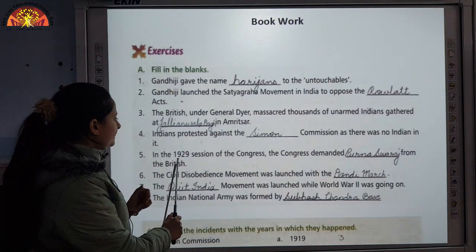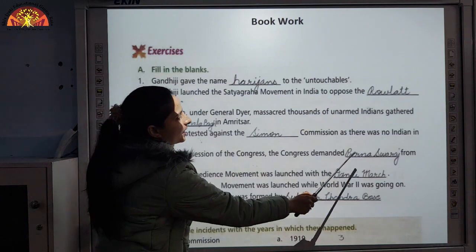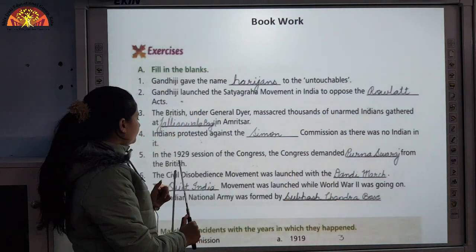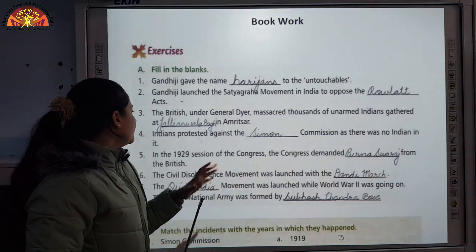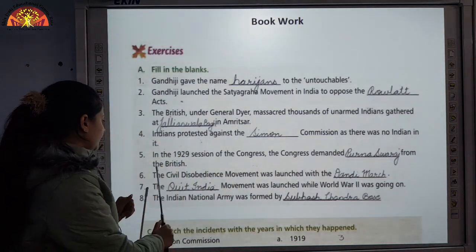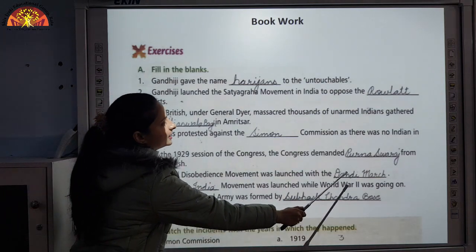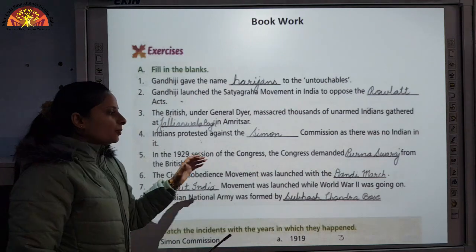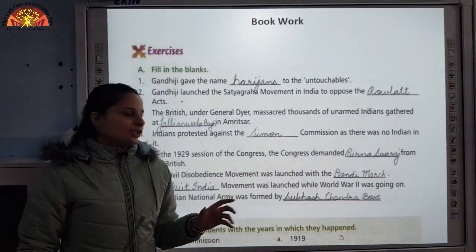In the 1929 session, the Congress demanded Puna Swaraj from the British. I told you Puna Swaraj means complete independence, and it was demanded in the year 1929. The civil disobedience movement was launched with the Dandi March. To break the salt law, the civil disobedience was launched by Gandhiji.